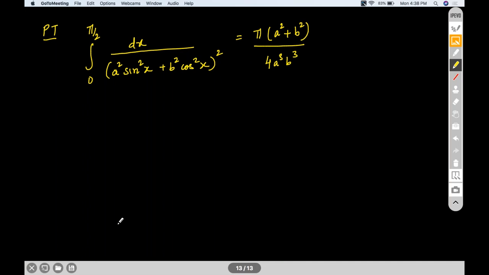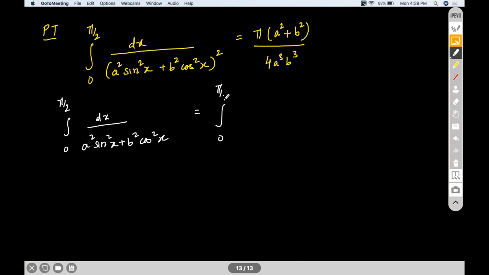Any idea how to do this? Okay, I'll just give you a hint. Let me ask this as a question to you. How would you integrate this? Forget about this square. Without this square, how would you integrate this? So you would say pretty simple. You divide by cos square, just like the way we did the previous question. So if you divide by cos square, it becomes secant square x dx by a square tan square x plus b square.